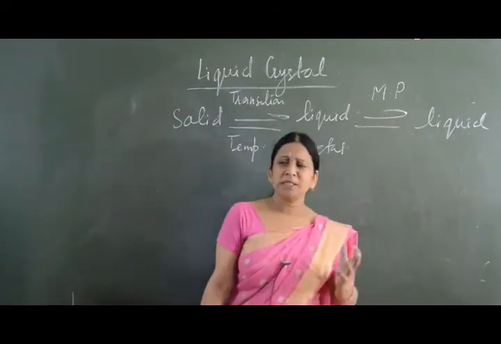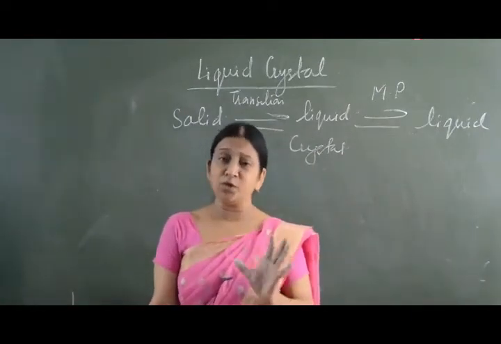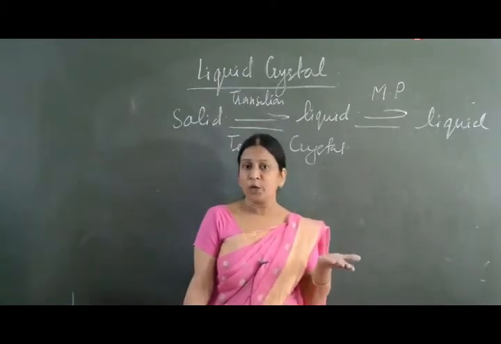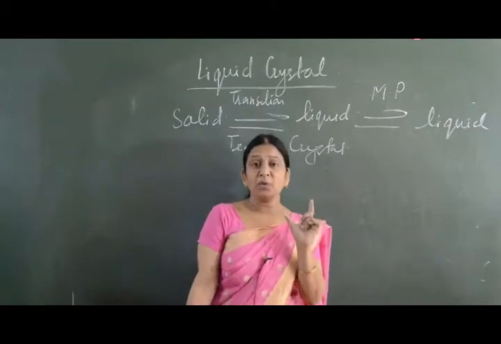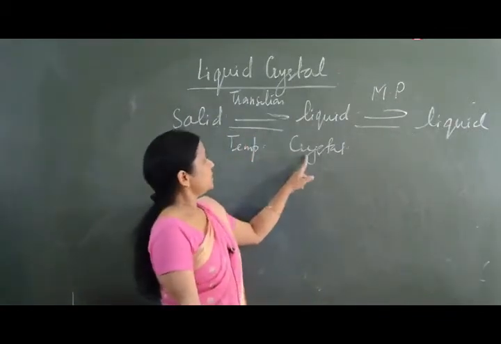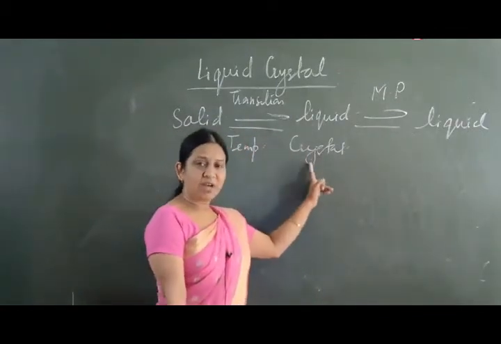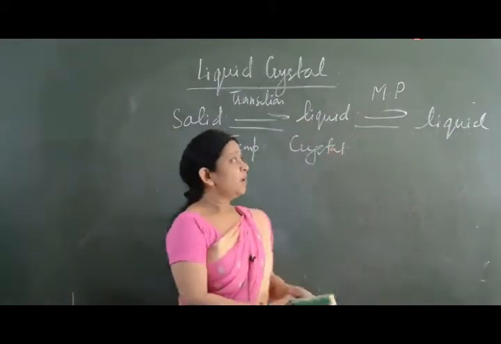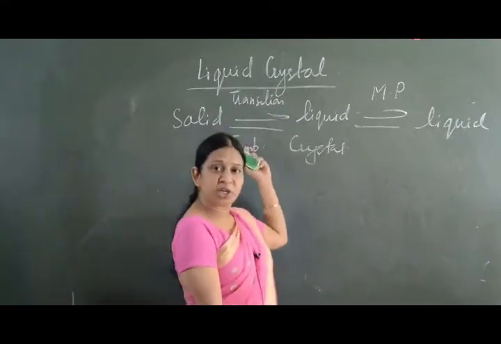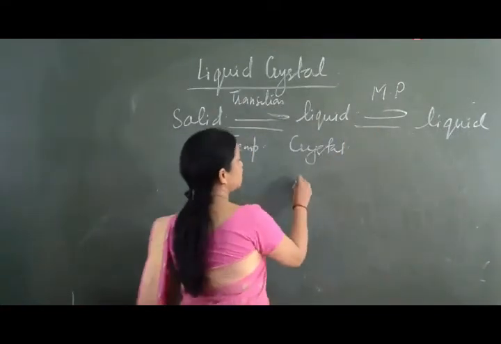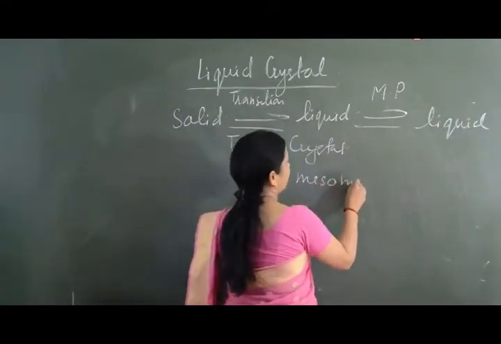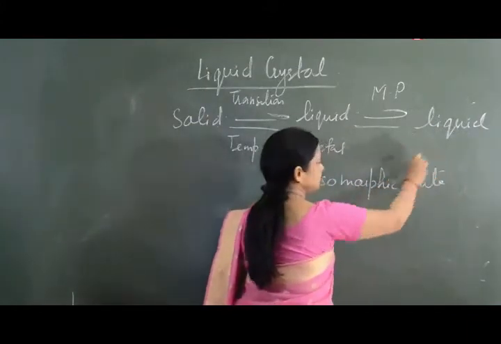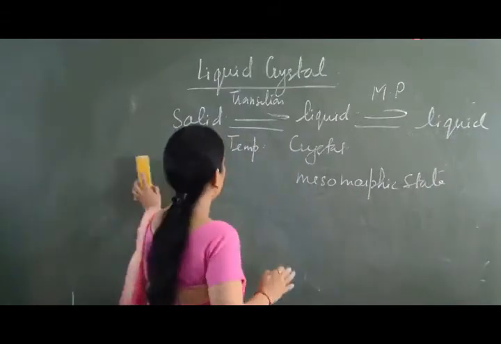Not all solids behave as liquid crystals. We have certain substances or solids which are going to behave as liquid crystals. So why the name liquid crystal? Because like solids, they have a crystalline arrangement, but they can flow like liquids. Because this state is intermediate between solid and liquid, it is also known as the mesomorphic state. Mesomorphic state means in between solids and liquids.